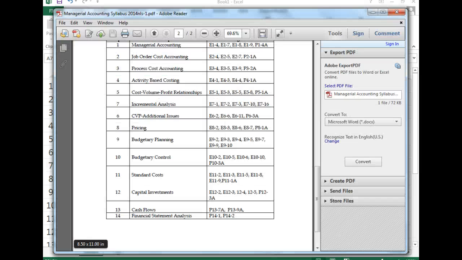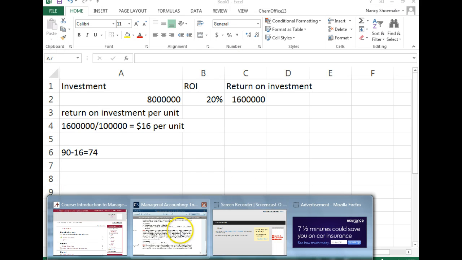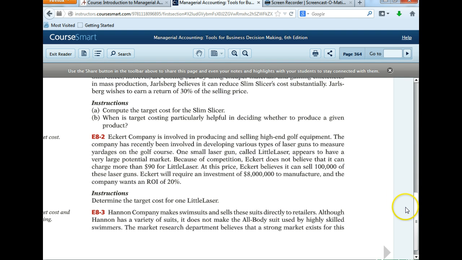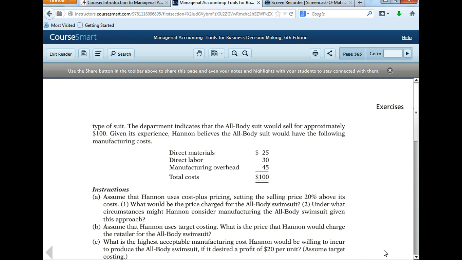Okay, let's look at the next one, which is 8.3. 8.3 says, Hannon Company makes swimsuits and sells these suits directly to retailers. Although Hannon has a variety of suits, it does not make the all-body suit used by highly skilled swimmers. The market research department believes that a strong market exists for this type of suit. The department indicates that the all-body suit would sell for approximately $100. Given its experience, Hannon believes the all-body suit would have the following manufacturing costs.